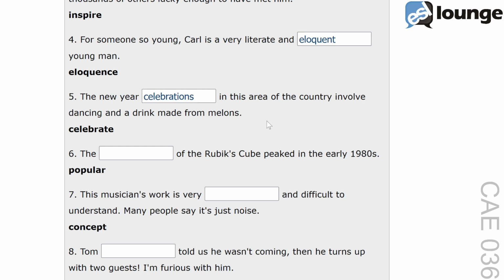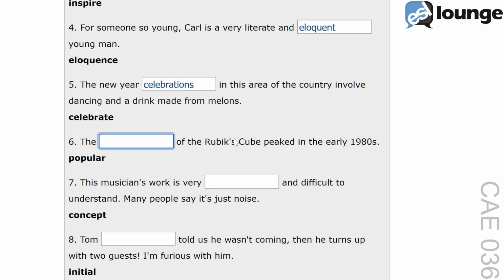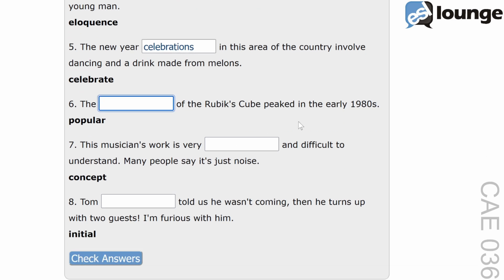Question 6. The blank of the Rubik's Cube peaked in the early 1980s. The base word is popular. The correct form here is popularity. Popularity is a noun that describes the state of being liked, admired, or supported by many people. It reflects widespread acceptance and appeal. For example, the popularity of social media platforms has skyrocketed in the past decade.